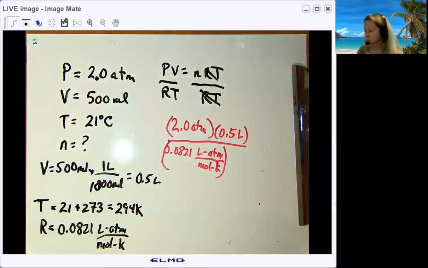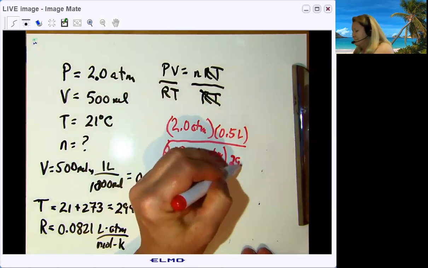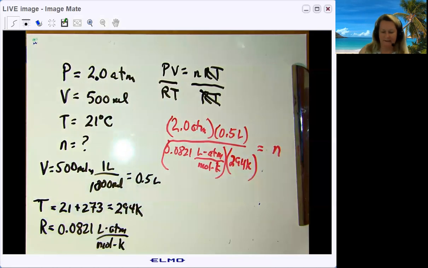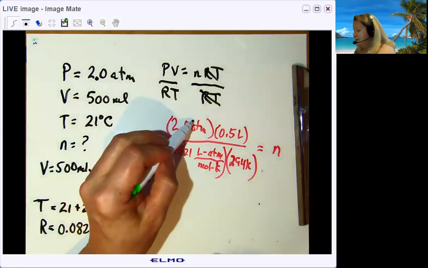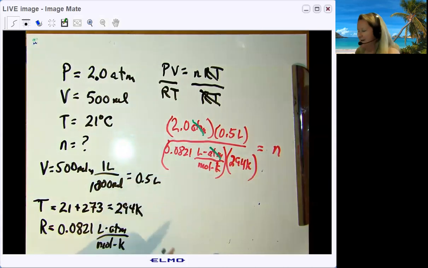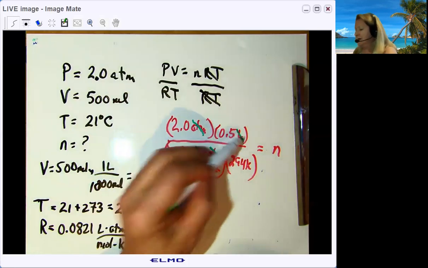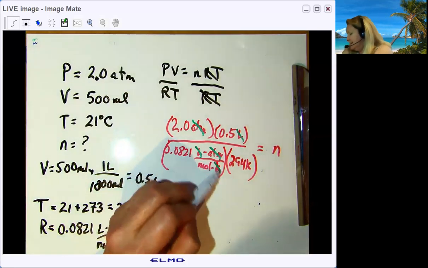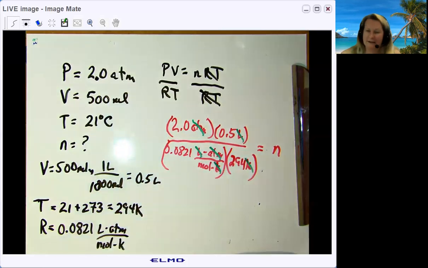And our temperature is 294 K. And that is going to tell us how many moles we have. Now, let's go through and check our units and see which units are going to cancel out here. Well, ATMs are in the denominator and the numerator, so they're going to cancel out. Liters are in the numerator and denominator, so they're both going to cancel out. And kelvins are going to cancel out.